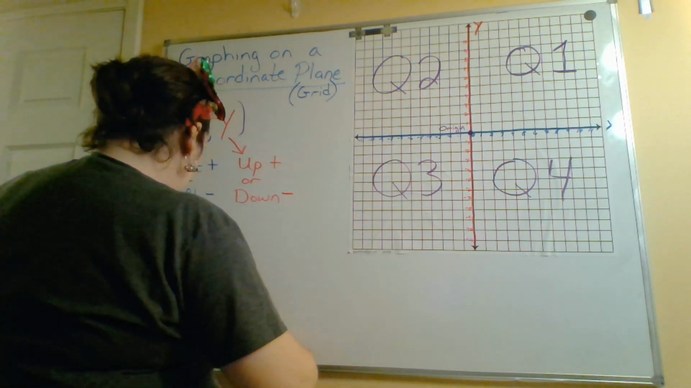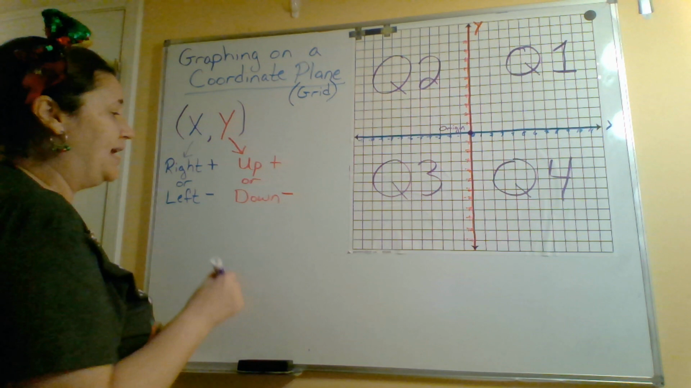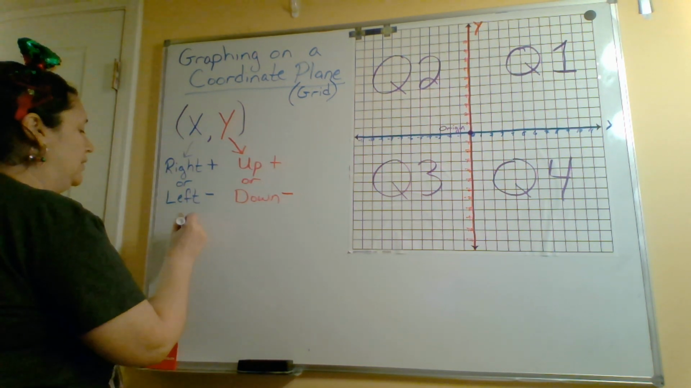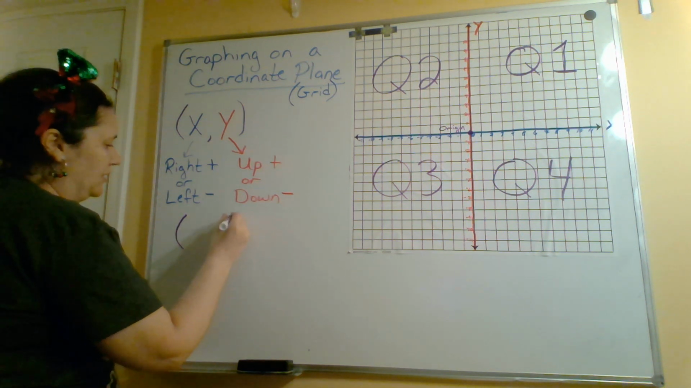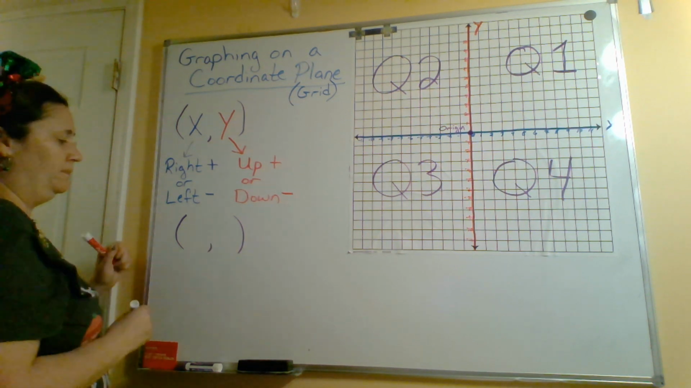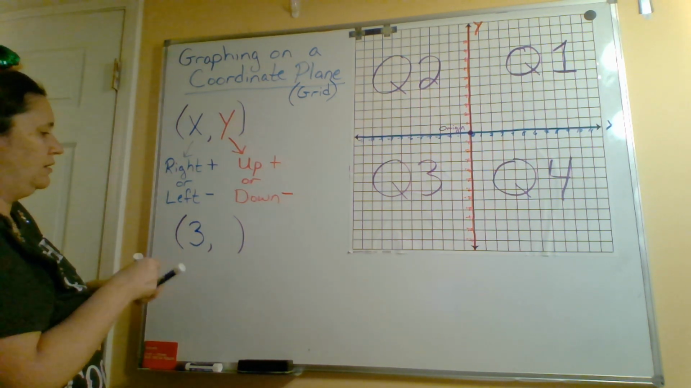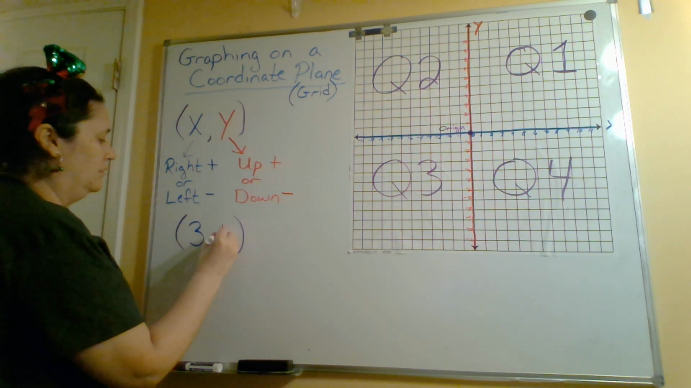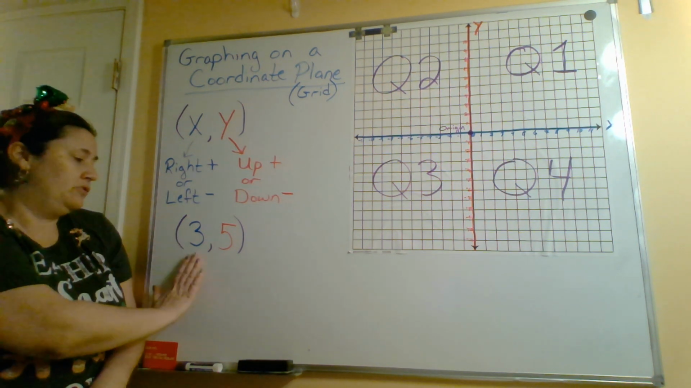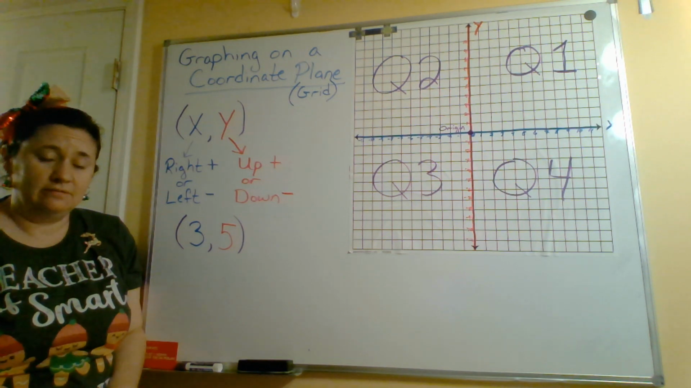Now let's do some examples. And you're going to see how easy this really is. It really isn't that complicated. All of this explanation sounds complicated, but it really isn't. You're going to be given two numbers in parentheses. Let's do an example. Let's say I give you the number 3, 5. I give you the ordered pair, 3, 5. And I say, graph that point.